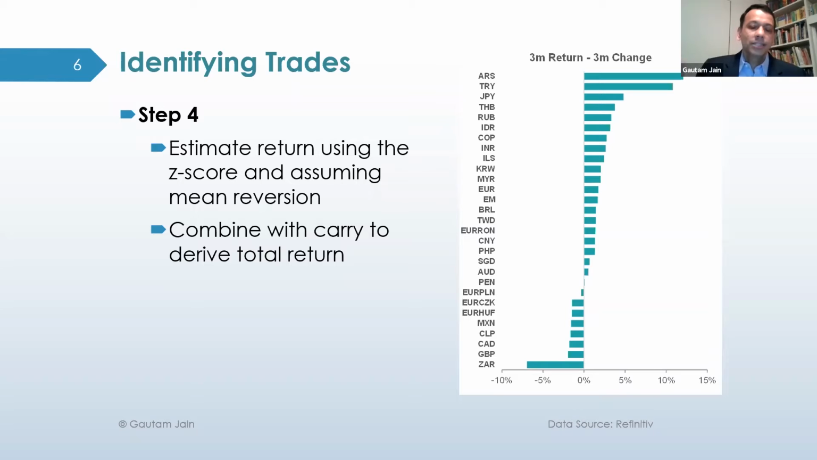And once I get these returns, once again, I rank the currencies and rates to identify which ones have high positive expected returns and those that have high negative returns. So once again, I'm able to rank the currencies and rates against each other to essentially identify the outliers.